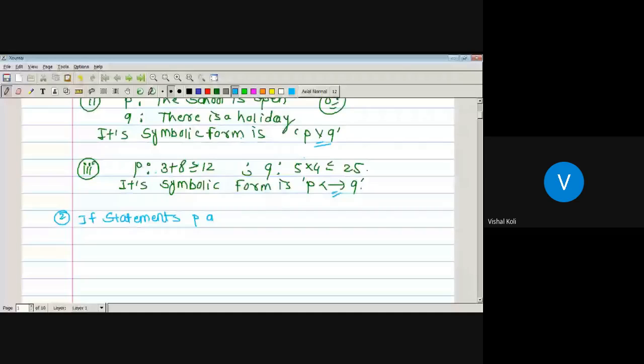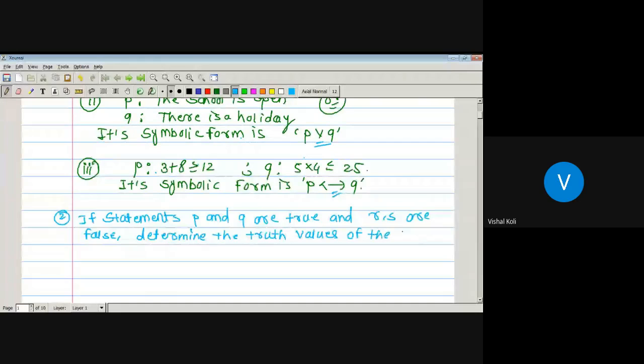P and Q are true and R and S are false. Determine the truth values of the following.